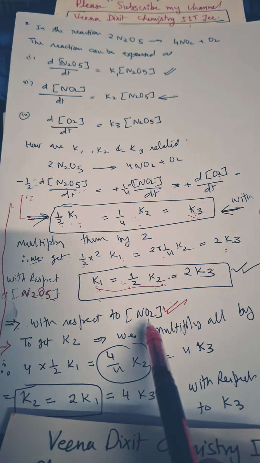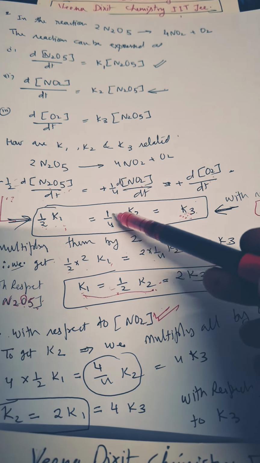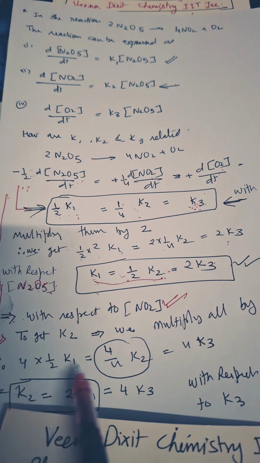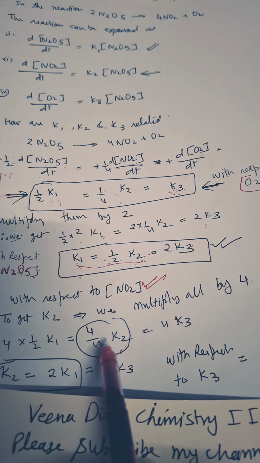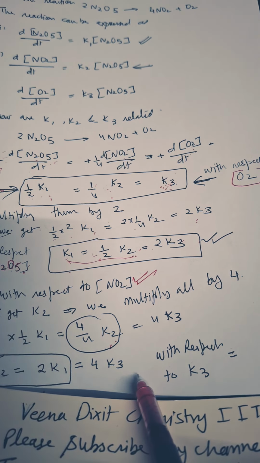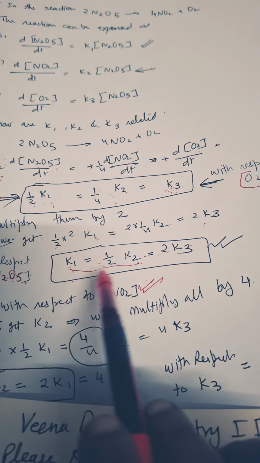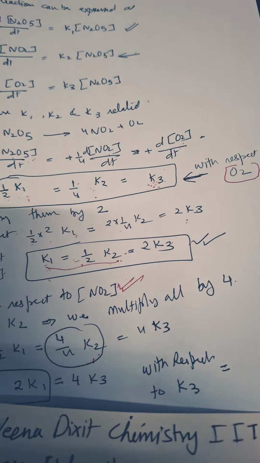Now with respect to NO2 we will search. So here NO2 is 1/4, so multiply all by 4. At that moment we will see that this will become K2. So K2 is equal to twice of K1 and 4 of K3. Okay, with respect to O2 I told you. With respect to K1 we have seen, and with respect to K2 we have seen, and accordingly you have to answer your question.